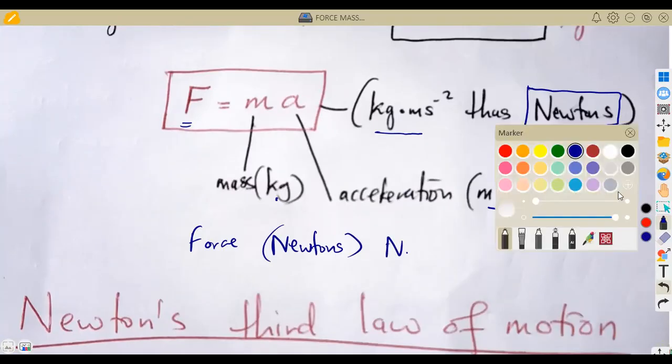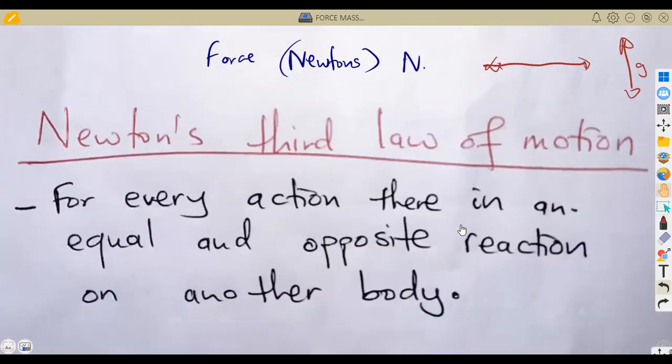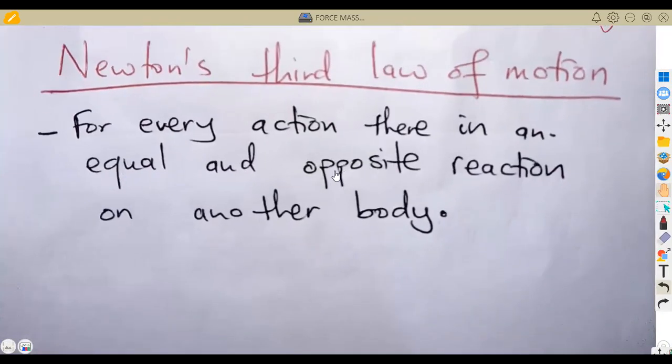And so this one, we are just referring to a normal force when it is on a horizontal. Whenever we're now talking about a vertical, our acceleration is no longer the normal acceleration. We are now talking about the gravitational acceleration. So we shall see the differences that we have between a movement that is happening on a horizontal or on a vertical. So that is what we have on this part. And always we know that for every action, there's an equal and opposite reaction on another body, which is Newton's third law.